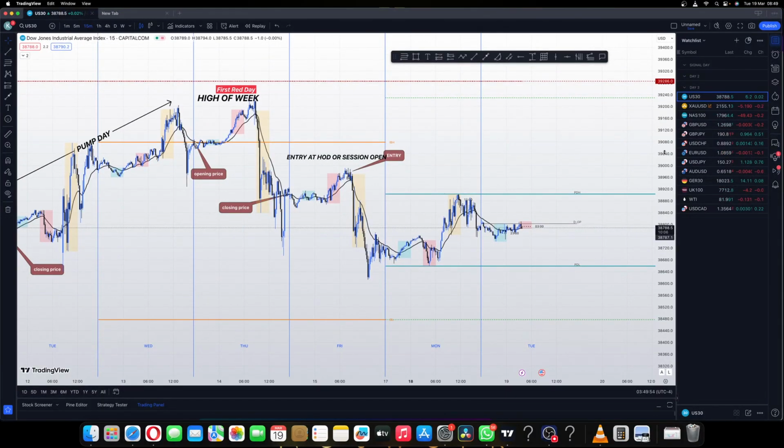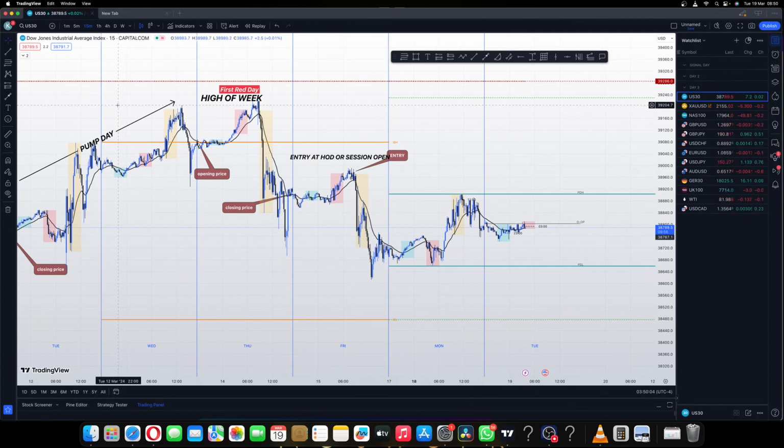Alright, so our first example is happening here in the Dow Jones, which is US 30 or DJ 30. So what are the criteria or the characteristics? It must be pump days, 2 days of pump, this and this, price kept coming upwards. It must happen at the high of the week.